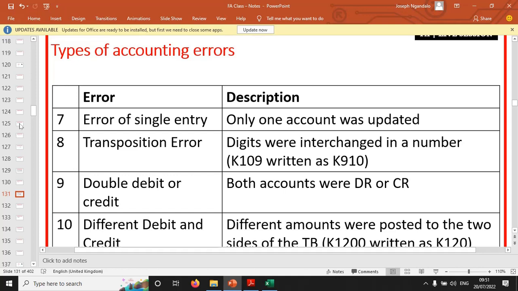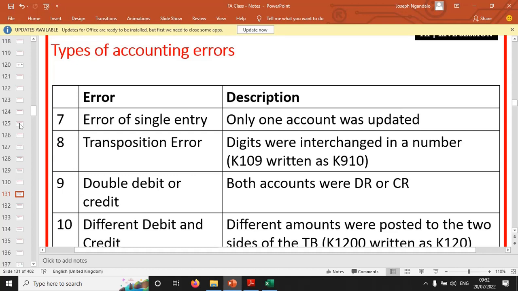Maybe that's the way this generation is. Okay, so let's proceed. Error of single entry means only one account was updated. Do you understand that? In other words, the double entry was not completed. Did you hear that? This is called partial omission actually, in some cases.